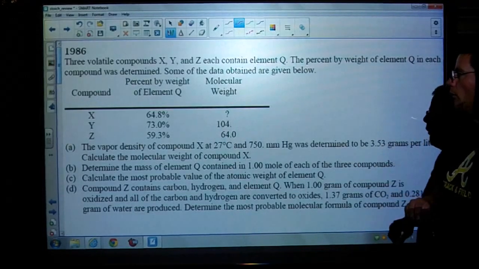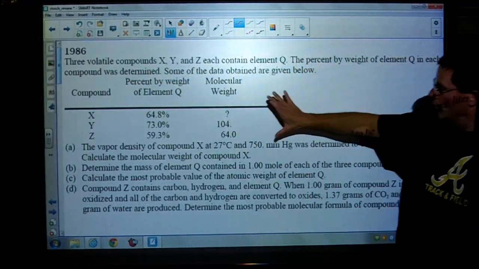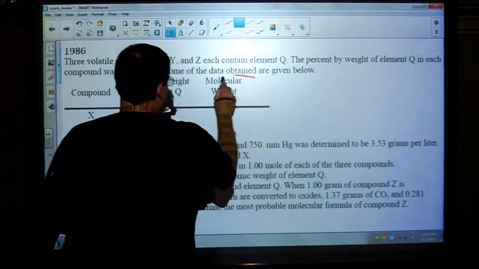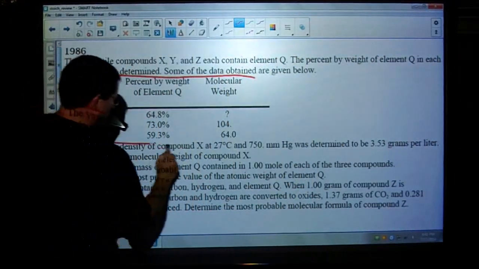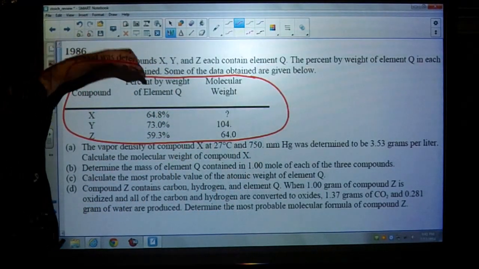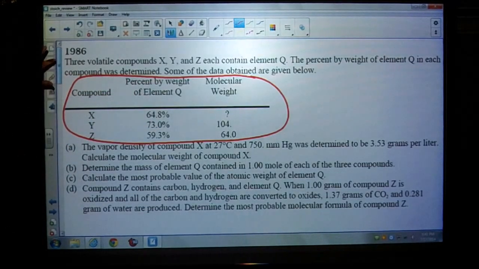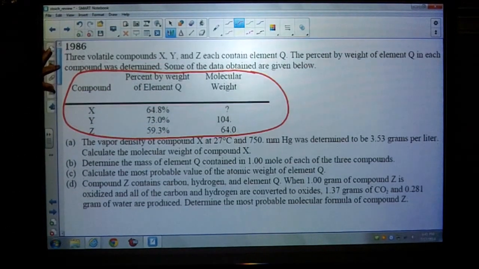So let's go ahead and answer the questions. And again, this is all important information. Actually, this table, for the most part, is very important information, so that's really what we want to focus on. We just know that Q is making up these compounds, whatever these compounds are. So let's look at the first one, A.